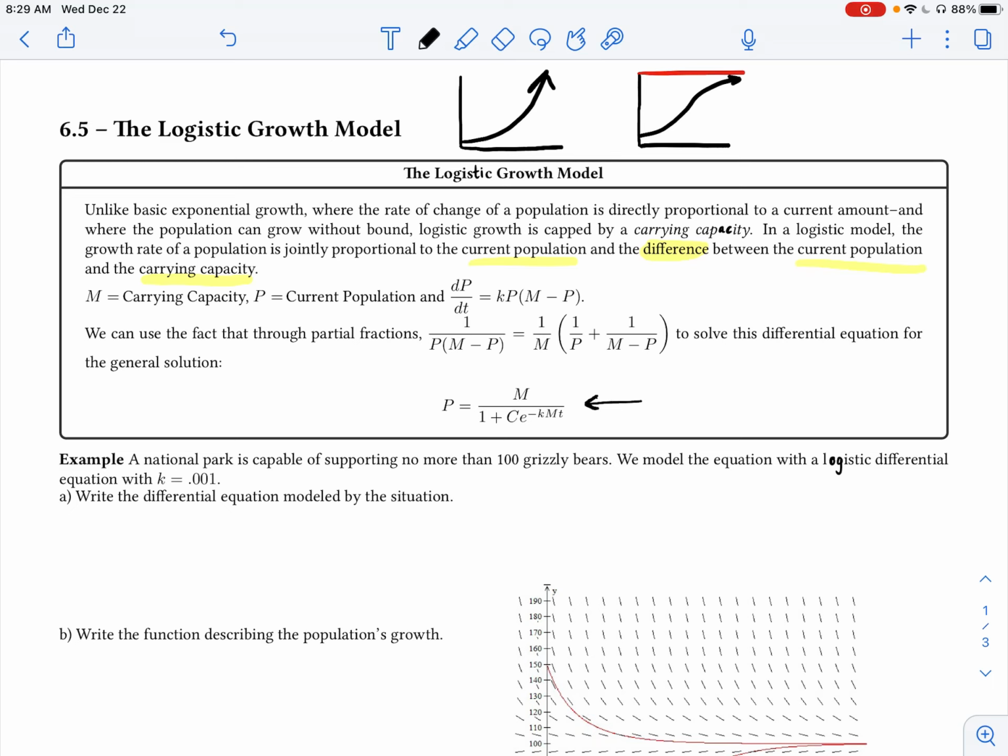Now, in a separate video, I will derive this equation so it doesn't seem like some random formula out of nowhere. There's actually a good reason for why it comes to this. But starting with our differential equation here, we see that the growth rate is directly proportional to the current population and the difference between the current population and the carrying capacity. So kP times (M minus P). I'm giving you a little bit of a hint here, but again, in a separate video, I'll go ahead and derive this, okay?